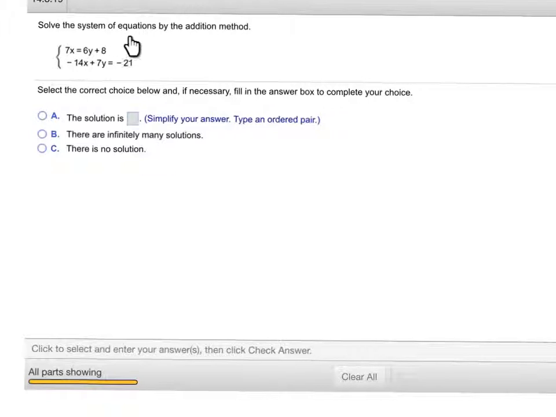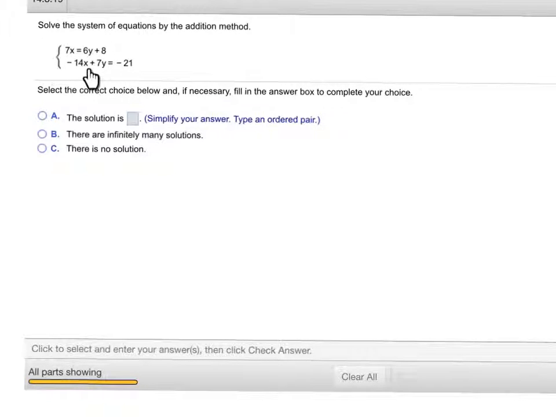You want to solve this system of equations by the addition method. So you're given this system here and you want to solve it. And I guess check which answer: maybe no solution, infinitely many solutions, or most of them probably come up with one exact solution.